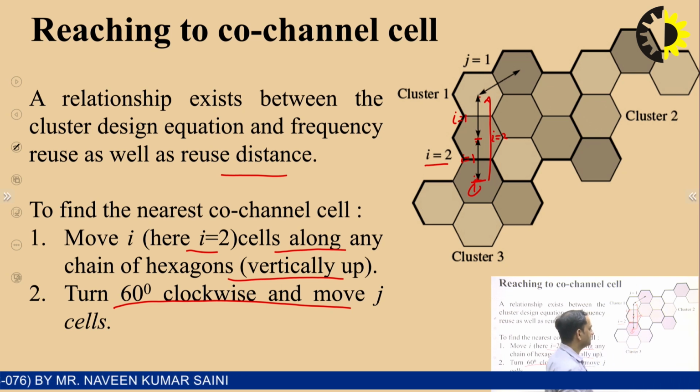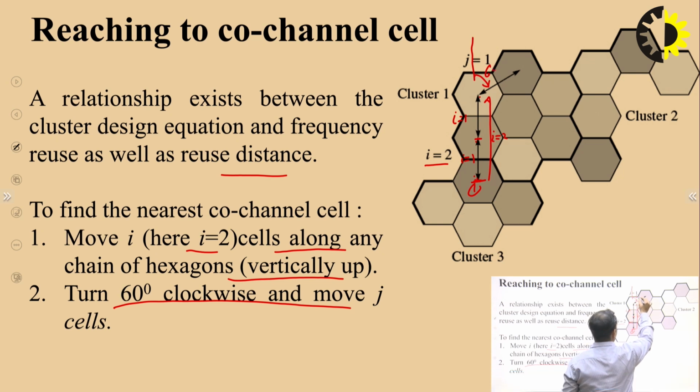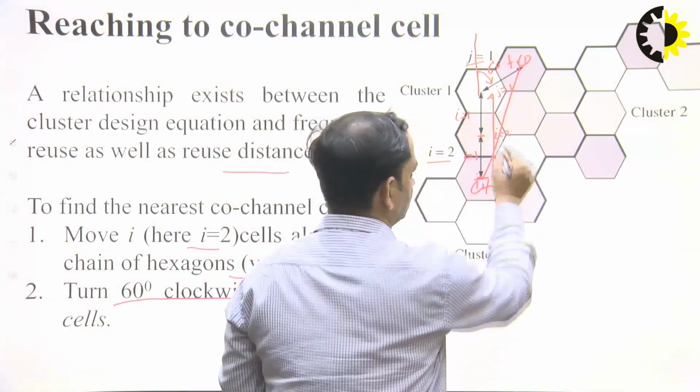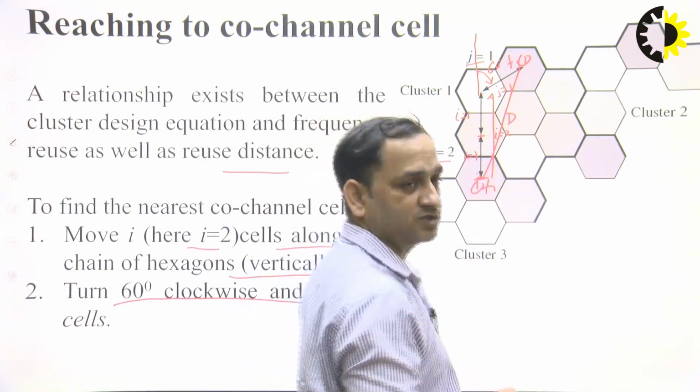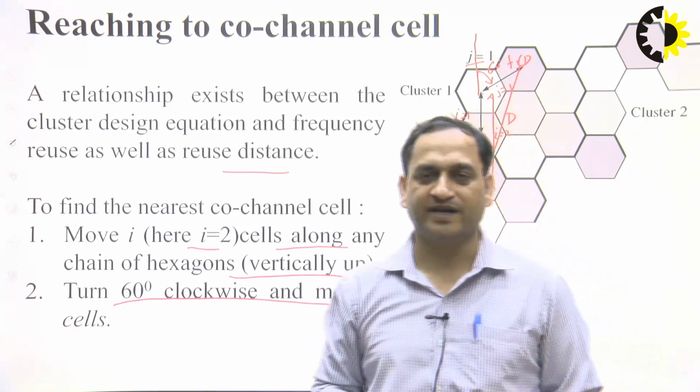Now what we have to do is move in the clockwise direction by 60°. When we move from i to j, j is equal to 1. So when j is equal to 1, this is the cell where the same frequency is utilized again. So this is the co-channel distance, which we can find in any way.